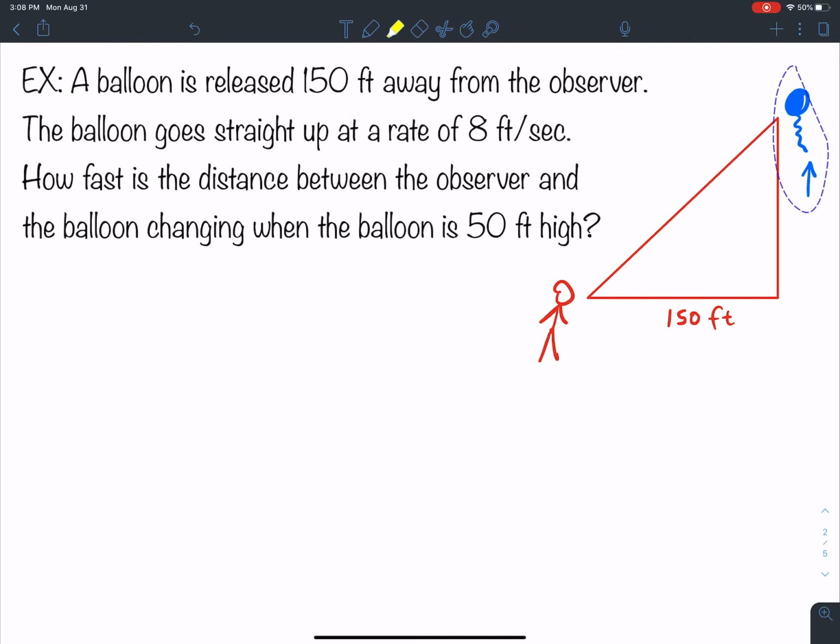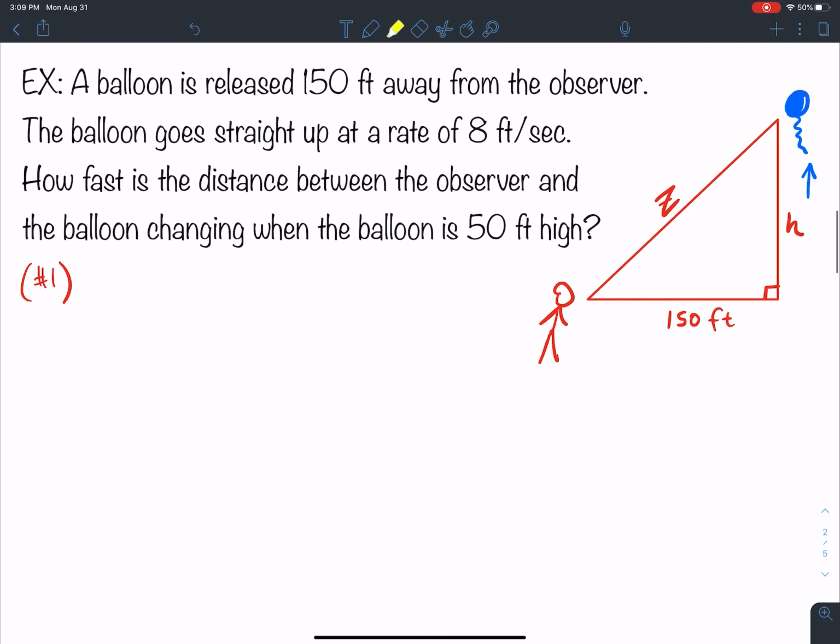Okay? Now, the question becomes, how fast is the distance between the observer and the balloon changing when the height is at exactly 50 feet? So h is my height here. That's how high the balloon is. And z is what I'm going to call that distance between the observer and the balloon.